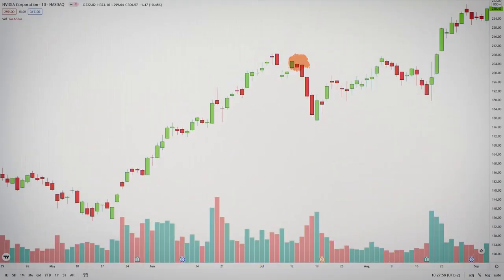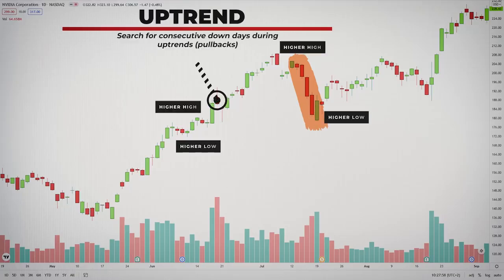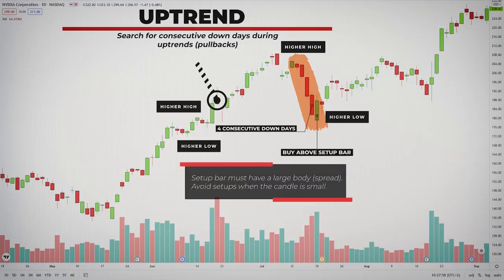Here's the ideal setup. This is a daily chart of Nvidia. First, we identify the market structure: uptrend, higher highs and higher lows, and observe these 4 consecutive down days. The 4-bar thrust didn't break below the previous swing low, which hints that this aggressive down move is just a correction in an uptrend. This bullish bar was the setup bar. I prefer the setup bar to be a large bull candle. If I see a low spread candlestick, I tend to ignore the setup.